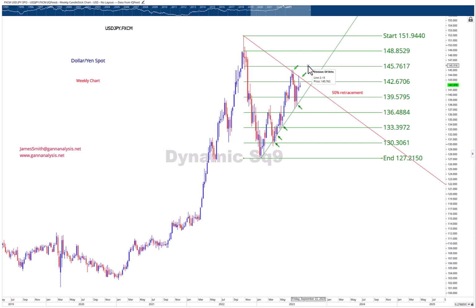You know that you got a couple things to look at: the Gann lines and the Gann retracements. They both offer support and resistance. So we want to look at both. And the more stuff you have going on, the better.